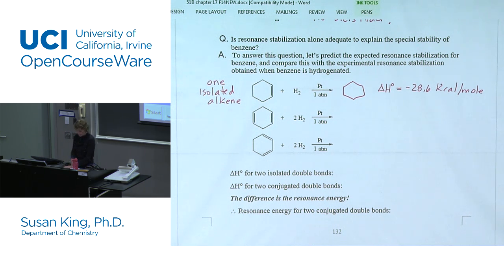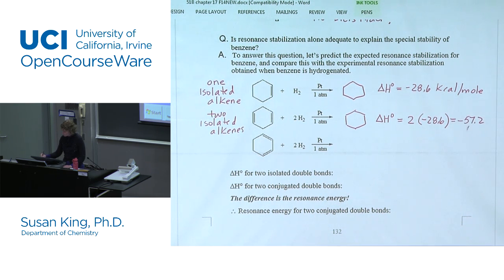If we have two isolated alkenes, and we hydrogenate them, we still get the same product. Very convenient. So now we can compare stability. Delta H naught, we would expect 2 times minus 28.6. So if we have 28.6 for the first alkene, if we have 2 of them and they're isolated, we would just expect it to be 2 times that. And indeed it is. It's minus 57.2 kcals per mole.